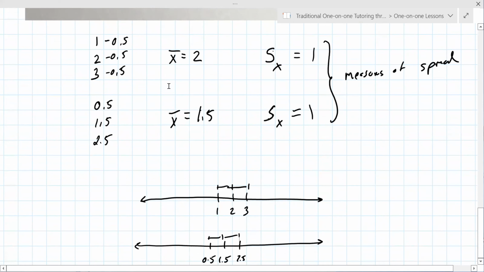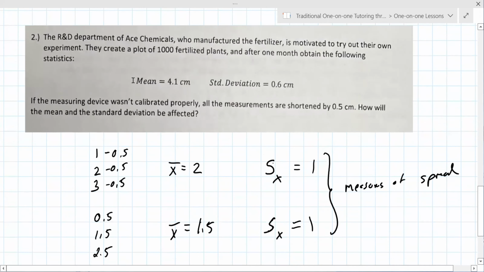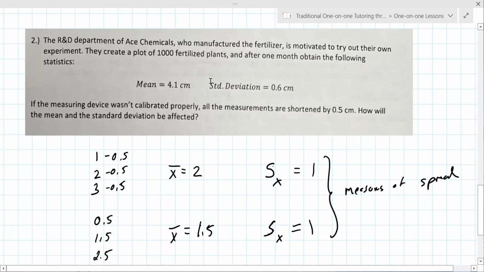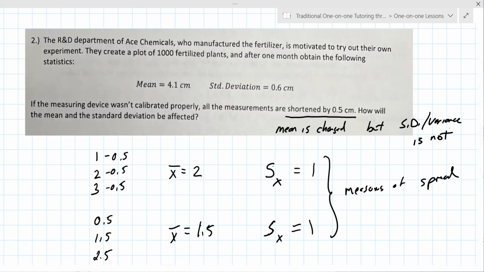So this little example that we did here helps to answer this question, which is that when the data points are adjusted, the mean is changed, but standard deviation and variance, which is related to this, is not. Okay. And that's what you have to remember. That's what you have to take away from all this.